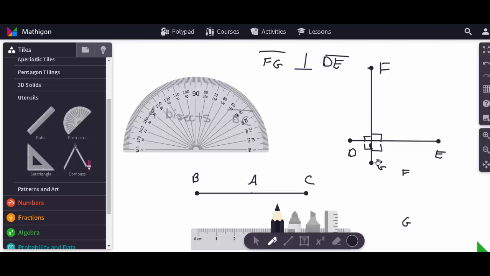All right, so the two things we just talked about are, when we bisect something, we cut it in half. Over here, we're saying A bisects BC. Over here, we are saying that FG is perpendicular to DE. So in your lesson, it's going to ask you to make a perpendicular bisector. That means you are going to bisect something, cut it in half, and make the segment that you cut it in half with at 90 degrees. So let's take a look at this.